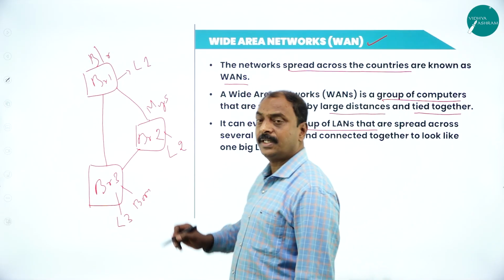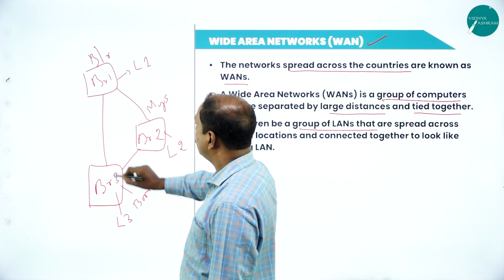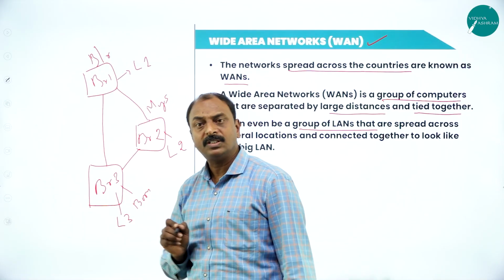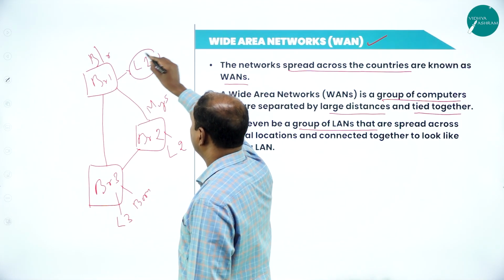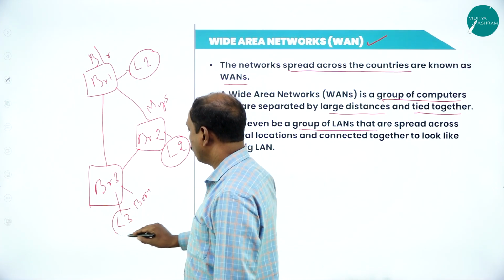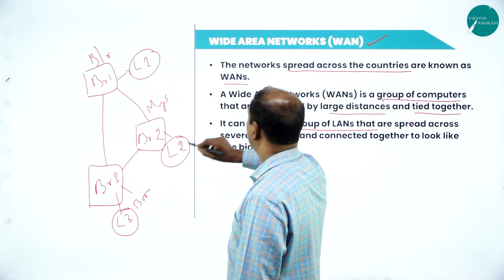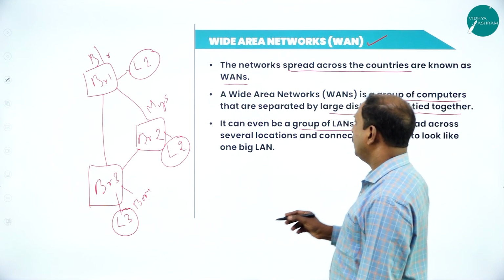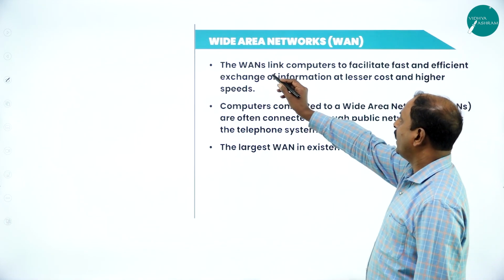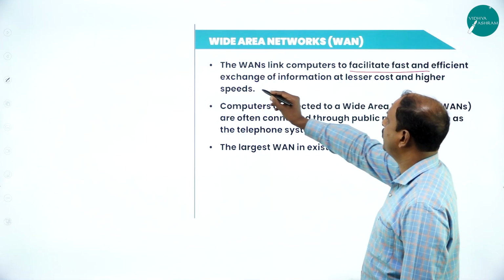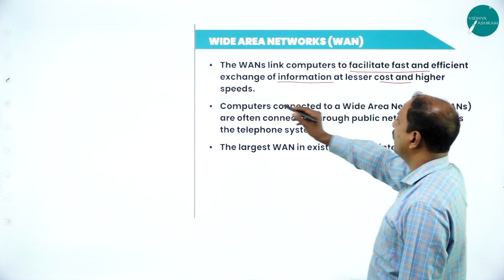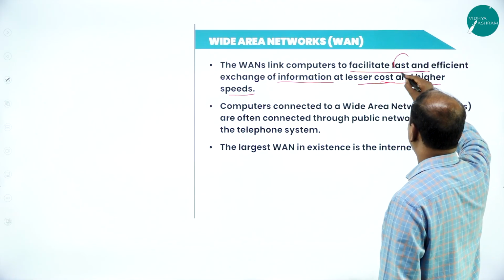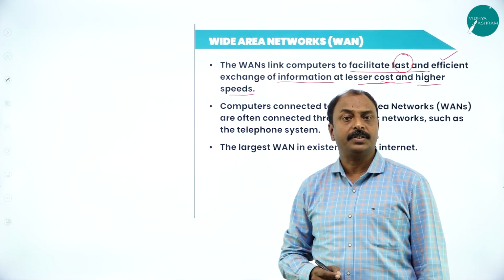A wide area network also connects different LANs together to look like one computer network. So understand the concept here: branch 1 is one local area network, another is a local area network, and this is another local area network. All LANs are connected together through the WAN, and this is an example of a wide area network. In the next slide, the WAN links computers to facilitate fast and efficient exchange of information at lesser cost and higher speed. What are the advantages of WAN here? One is cost effective, higher speed, and fast and efficient exchange of information or data.